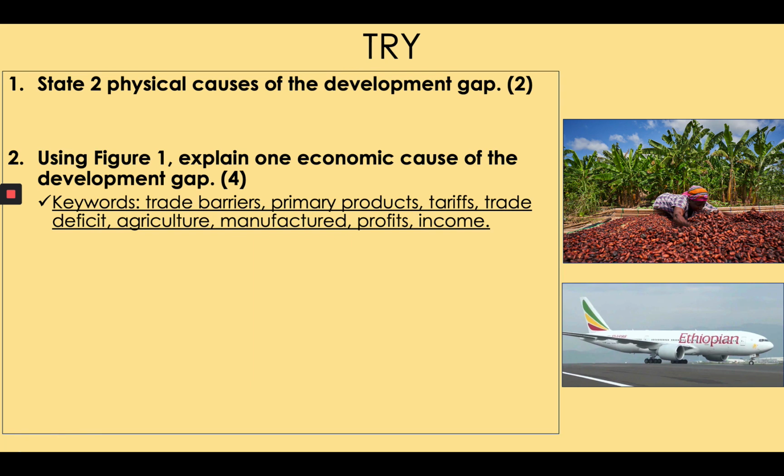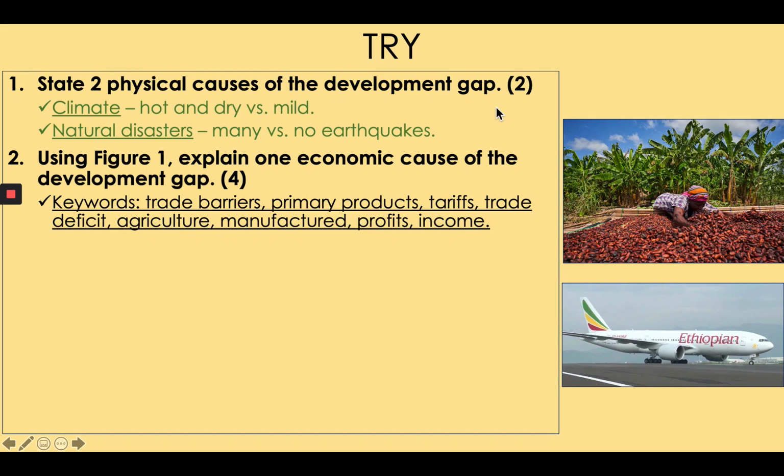Okay, question 1. 2 physical causes of the development gap. You should have put climate, so hot and dry climate versus a mild climate. That affects how easy it is to farm, also the spread of diseases. And natural disasters. Many versus no earthquakes, for example, or hurricanes, or landslides, or tornadoes, or volcanic eruptions. These are the 2 physical causes of the development gap.